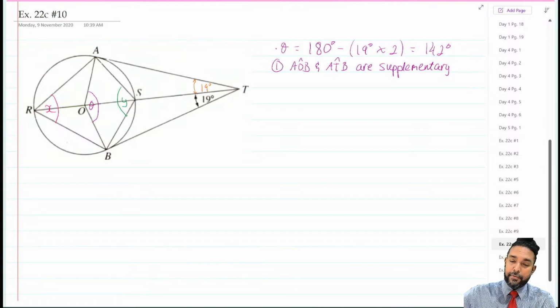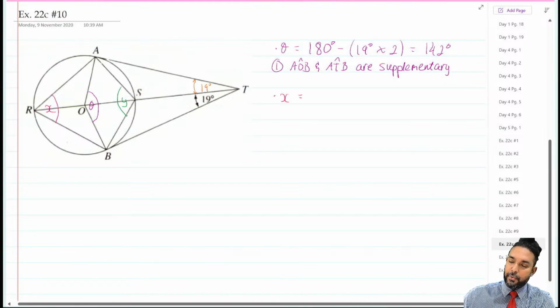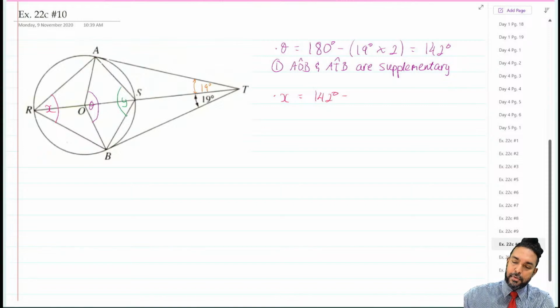Now that we found theta, we can find x quite easily. So x is equal to 142 divided by 2, which is equal to 71 degrees. That's because the angle at center is double the angle at circumference.